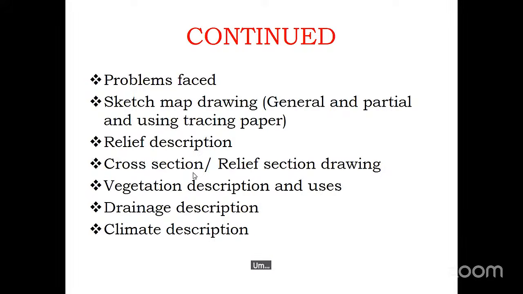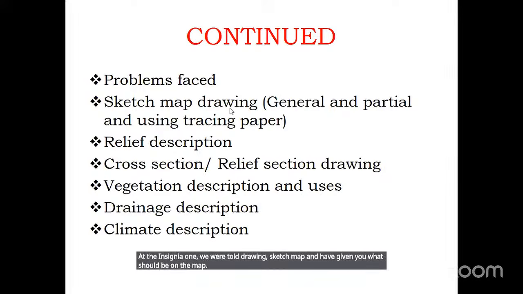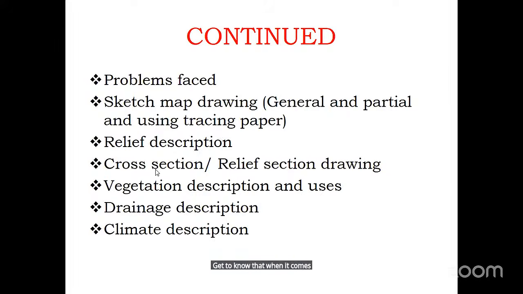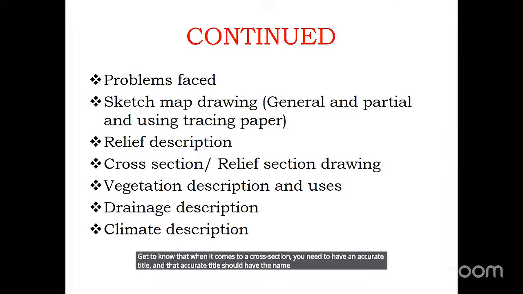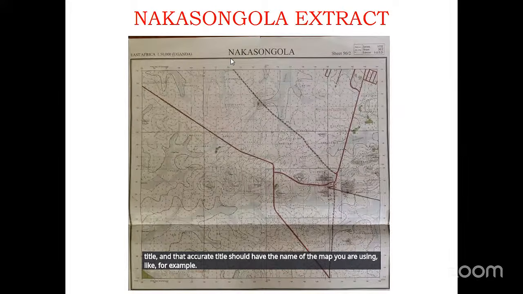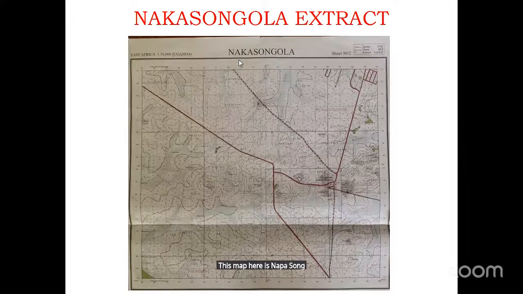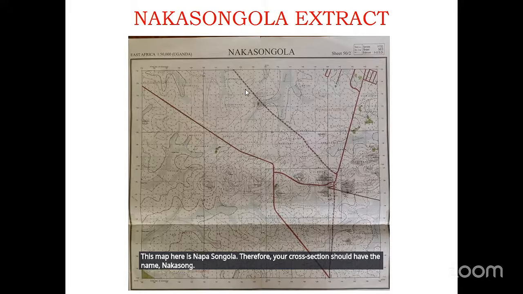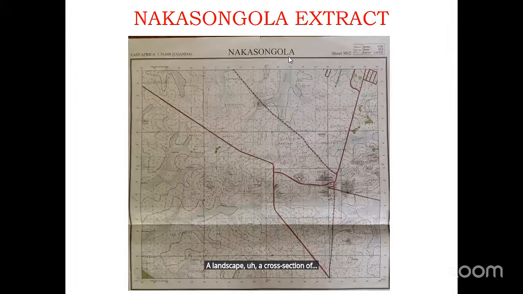A cross section. Like I said, in senior 1, we were taught drawing, sketch map, and I've given you what should be on the map. Get to know that when it comes to a cross section, you need to have an accurate title, and that accurate title should have the name of the map you are using. Like, for example, this map here is Nakasongola. Therefore, your cross section should have the name Nakasongola. A landscape, a cross section of the area of Nakasongola from grid reference. Show the points between which the cross section is drawn and the features.